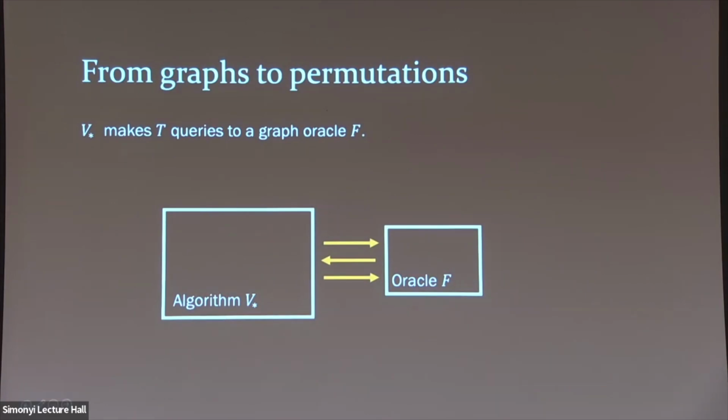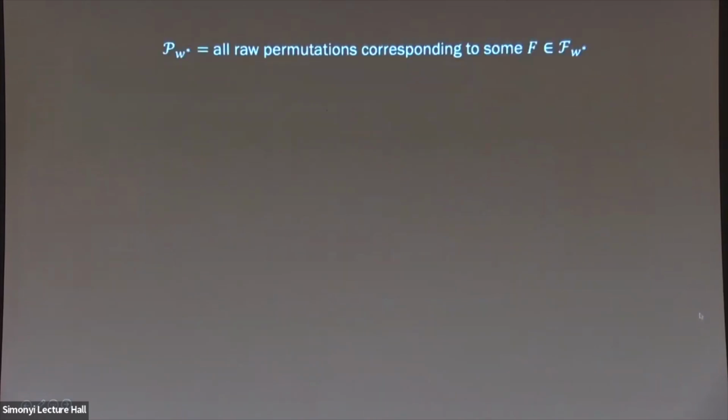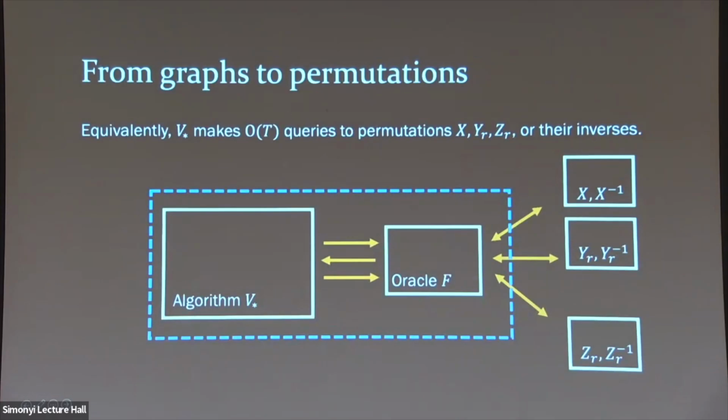Okay, so then what do we have here? We have some V star, which is some algorithm that makes T queries to a graph oracle. We can think of the graph oracle as itself making queries to a bunch of permutations and their inverses. And in total, this combined algorithm makes O of T queries, right? The number of permutations here is constant, so there's some constant blow up.